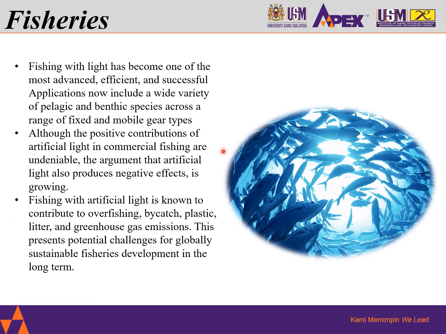Fishing with light has become one of the most advanced, efficient, and successful applications now, including a wide variety of pelagic and benthic species across the range of fixed and mobile gear types. Although the positive contributions of artificial light in commercial fishing are undeniable, the argument that artificial light also produces negative effects is still growing. However, fishing with artificial light is known to contribute to overfishing, bycatch, plastic litter, and greenhouse gas emissions. This presents potential challenges for globally sustainable fisheries development in the long term.